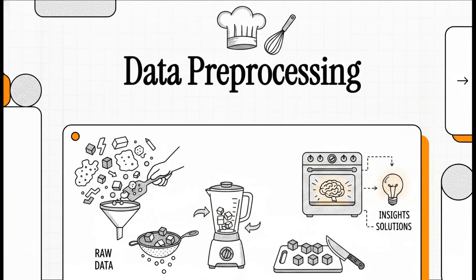Welcome to this explainer. Today, we're stepping into what I really like to call the AI prep kitchen. We constantly hear about how artificial intelligence can cook up these brilliant insights and solve massive problems. But here's the reality. Before an AI can actually do any of that, we have to prepare the ingredients. And in the world of AI, those ingredients are raw, messy, totally chaotic data.